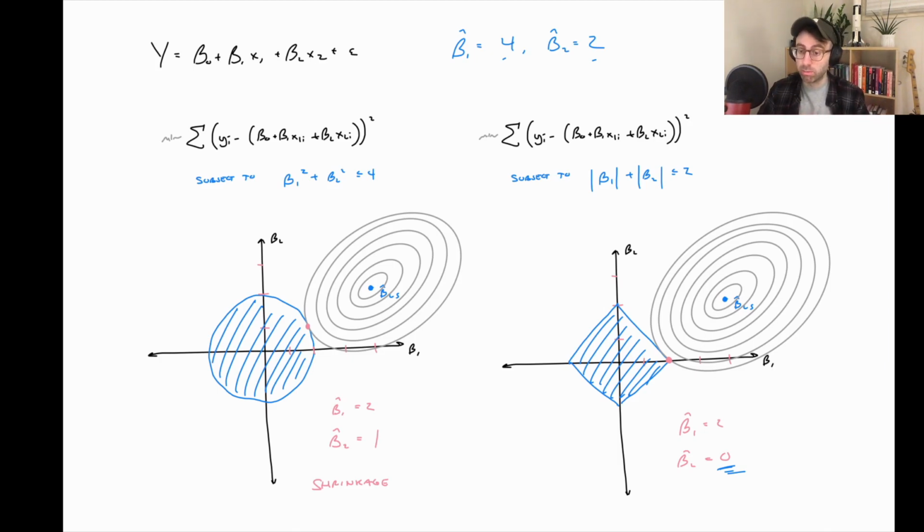We said, well, beta 1 is in our model, and x1 is in our model, and x2 is, well, we fit the model with x2 in it, but now we're setting its coefficient to 0, so we've effectively kicked it out of the model. So this procedure on the right with this pointy constraint does variable selection. That's cool. So let's give these things some names.